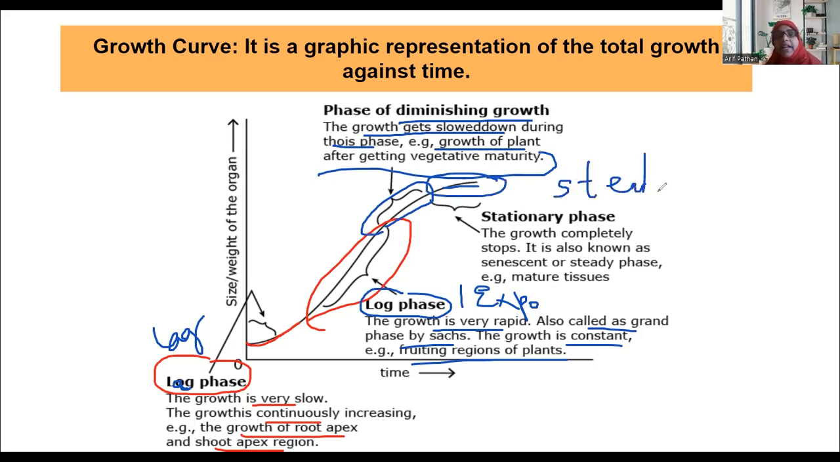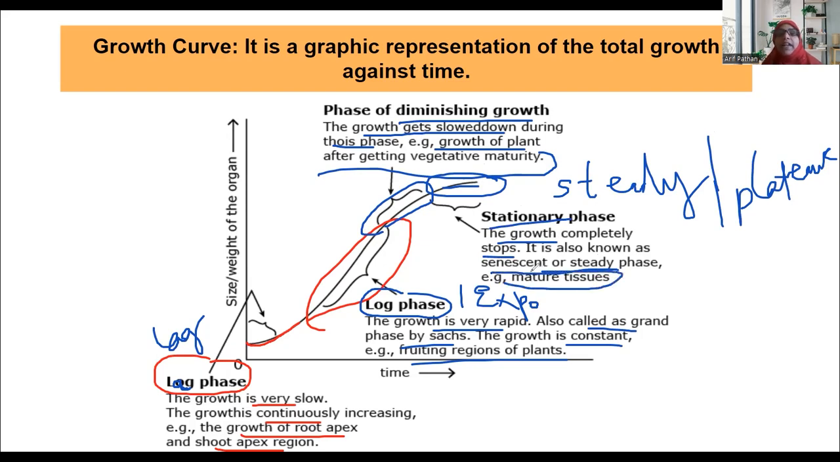A steady phase or a plateau phase, you can say. Growth will happen, but it will be very slow. Only maturation mostly takes place. Growth as such stops. The growth completely stops. This is the stationary phase, known as the steady phase, wherein the tissues are now completely mature and they will perform their respective function.